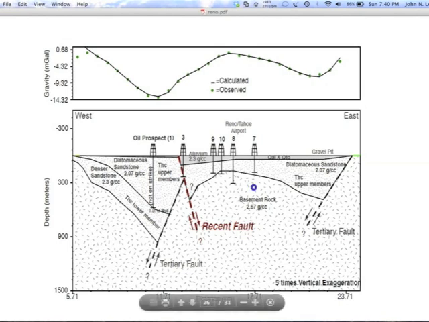And I forgot to mention that this cross section here is at 5 times vertical exaggeration. Okay, thanks very much, and we're going to actually move on to electrical techniques in the next lecture.